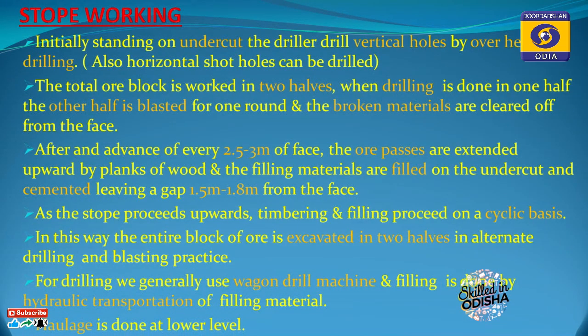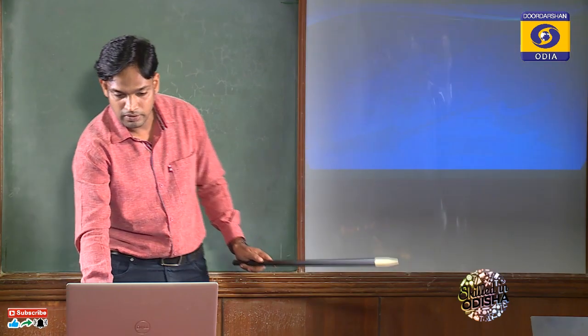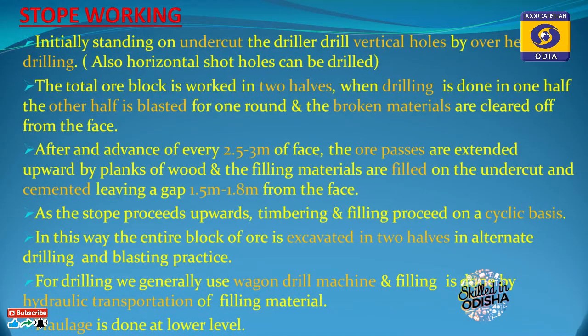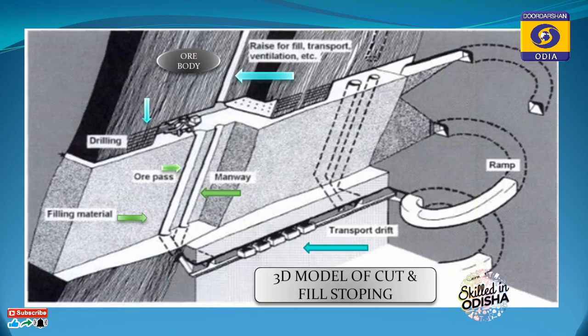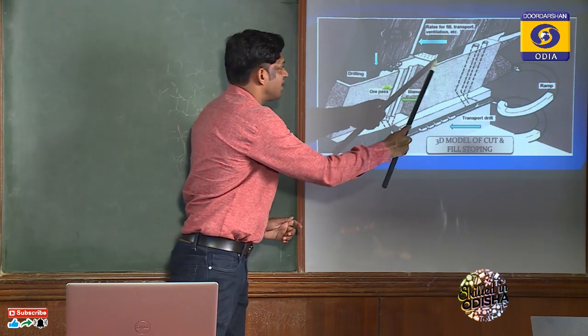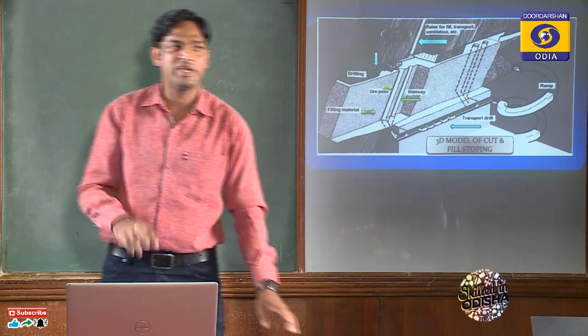As I have said, initially standing on the undercut, the driller drills vertical holes by overhead drilling. Also horizontal short holes can be drilled. In the previous figure we have seen these horizontal drill holes. Overhand stoping can also be done. We can choose either way.